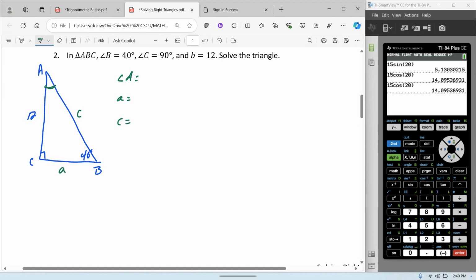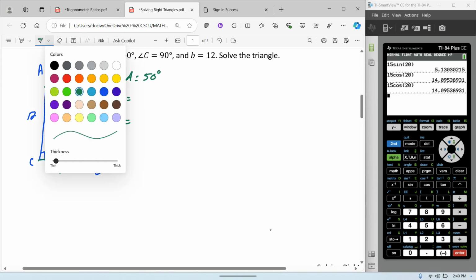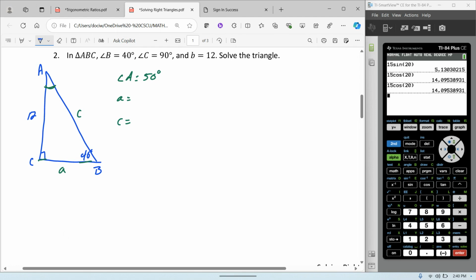So we need to find angle A, and side C. Angle A is easy again because 90 degrees plus 40 degrees is 130. If I subtract 130 from 180, that would be 50 degrees. So the angle is easy to find if I'm given one of the other angles. Okay. Now, to find side A, notice that if I use my 40-degree angle, 12 is the opposite, and A is the adjacent. So opposite over adjacent is tangent. The tangent of 40 degrees is equal to 12 divided by A.